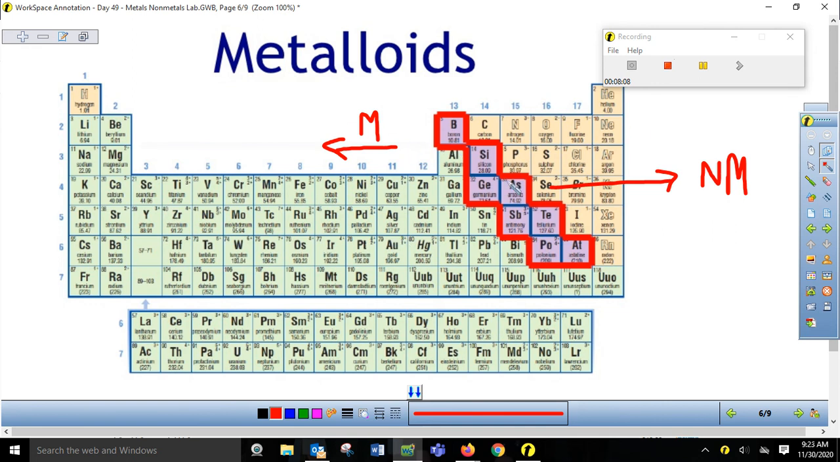Now, our staircase line, which separates the left side from the right side, pretty much every element except for aluminum that is sharing a border with it is a metalloid. So boron, silicon, germanium, arsenic, antimony, tellurium, polonium, and astatine. These are your metalloids. Now look, there's 8 of them. Aluminum is a metal. Aluminum has all metallic properties. So what does it mean to be a metalloid? These are basically called semi-metals. So they have properties of both metals and nonmetals.